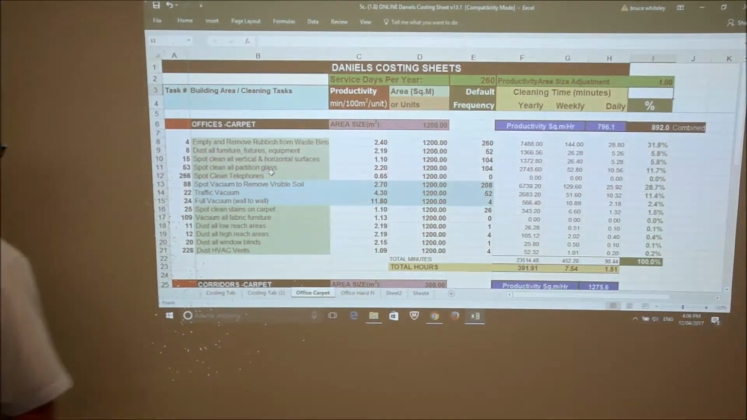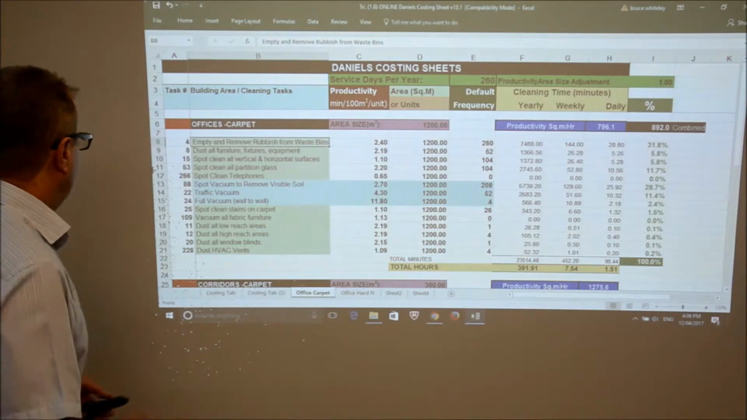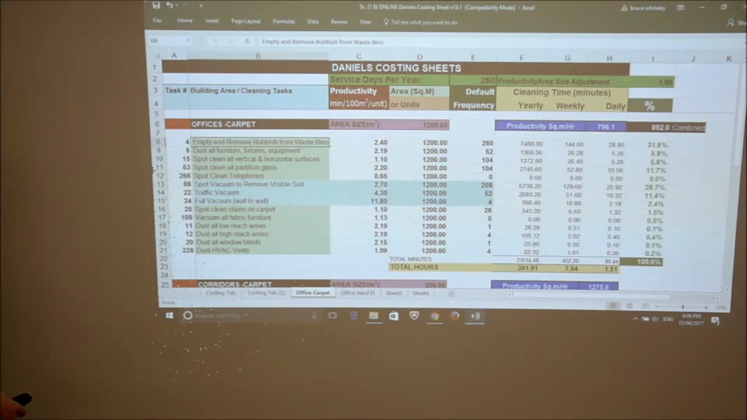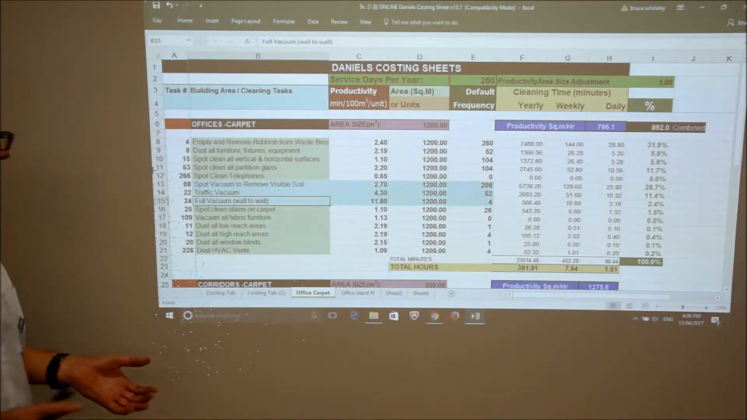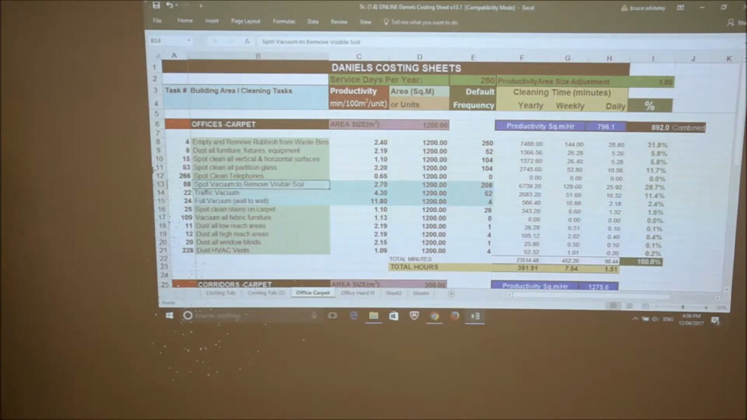In this particular example, we've got a range of cleaning tasks which I'm going to go through with you. The first one is empty and remove rubbish. The second one is dust all fixtures and equipment, spot clean vertical and horizontal surfaces, spot clean partition glass, spot clean telephones. Highlighted in blue are the vacuuming tasks. We have spot vacuuming, traffic vacuuming and full vacuuming.